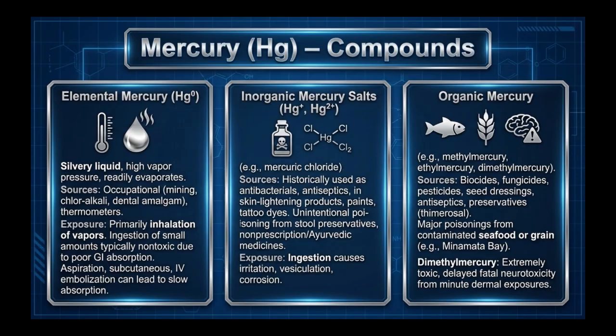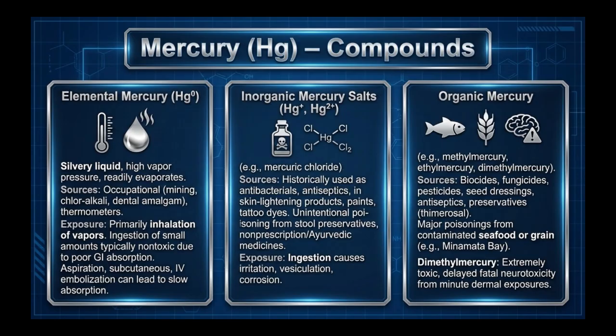Elemental mercury, inorganic mercury salts, such as mercurous ion and mercuric ion, and organic mercury compounds, including methylmercury, ethylmercury, and dimethylmercury. Elemental mercury, also known as metallic mercury or quicksilver, is a silvery liquid at room temperature with a high vapor pressure, meaning it readily evaporates.